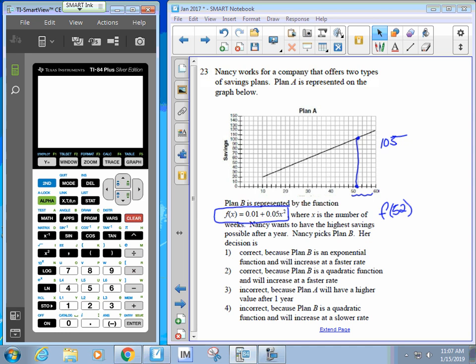So I can either type that in the y equals, which I think is what I'm going to do to keep my technique consistent for my students, 0.01 plus 0.05 x, and I don't need the parentheses, x squared. And I would go to the table, but I've got to scroll to the 52nd week. You can see that one's starting off with 1 penny, just like the other one was, but we scrolled to 52 weeks, and you have $135.21.